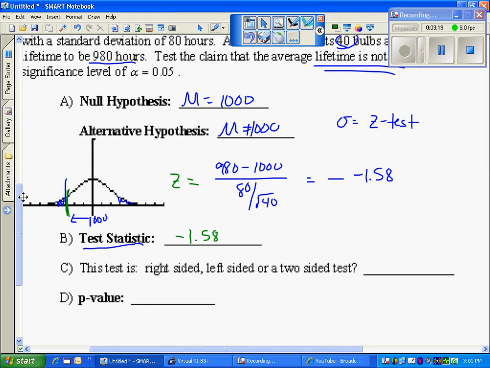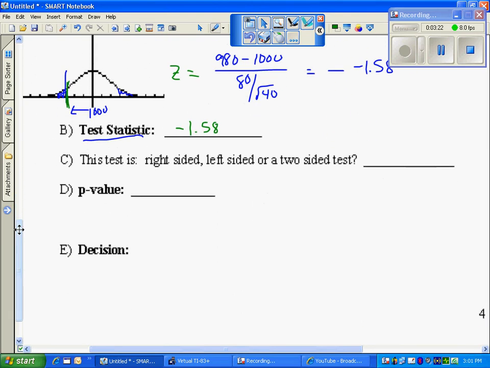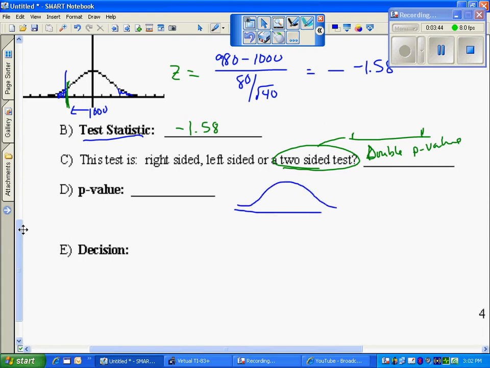Because this is a not equal to, it is a two-sided test, and that's telling me I have a p-value on this side and on this side, so I need to double my p-value. So to find my p-value, I look up negative 1.58 in my table, and I find how much area is on this side, and it's going to be a little bit more than 5%. And because it's a two-sided, this side also has that, so I need to double.